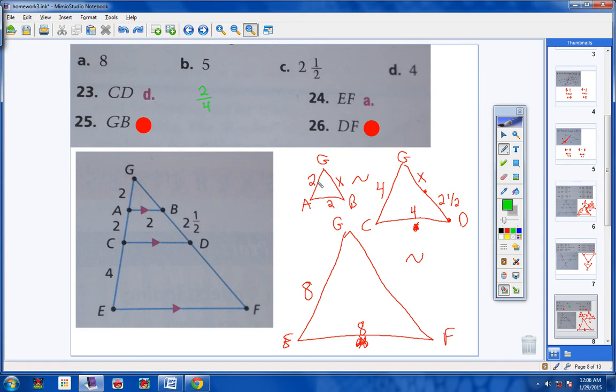So 2 over 4 equals x over x plus 2.5, which is 5 over 2. Alright, 4 times x is 4x. 2 times this would be 2x plus 5. Bring the 2x over and make it negative.